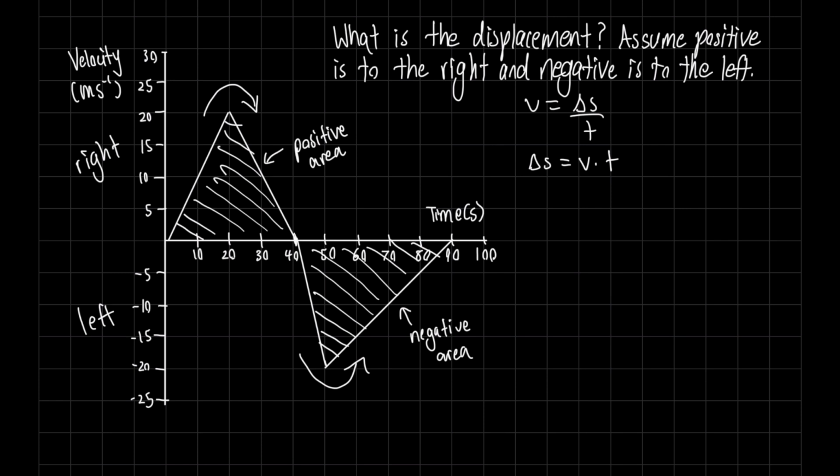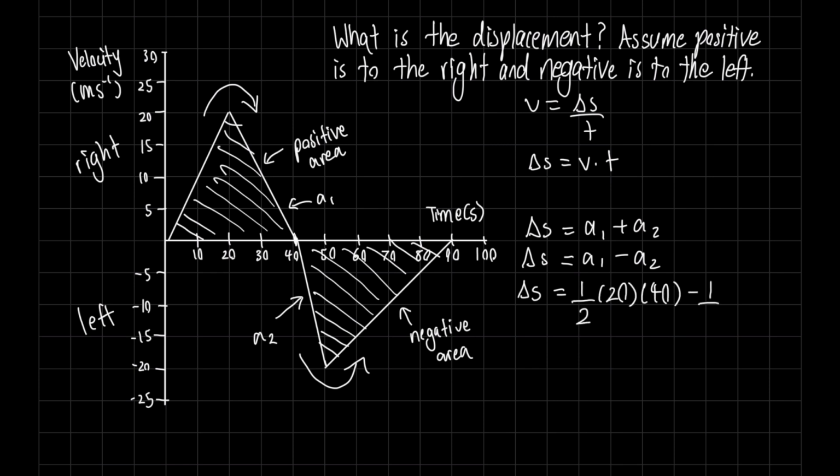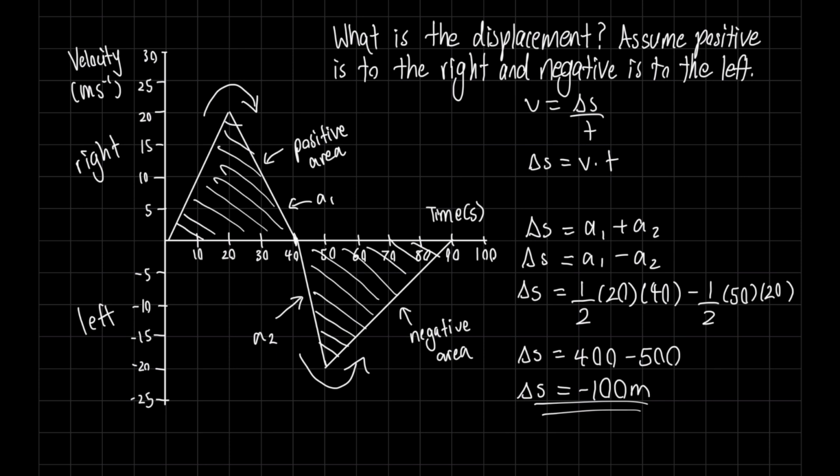All right, so now let's do the calculations. So essentially, we have to find the area of this one, which let's call A1, and area of this, which is A2. So it'd just be area 1 plus area 2. But because we know that area 2 is a negative value, let's just call that minus A2. All right, now let's calculate this. So this is a triangle, so this would just be 1/2. This gives a negative displacement of 100 meters. And this just shows that overall the displacement of this object is 100 meters to the left.